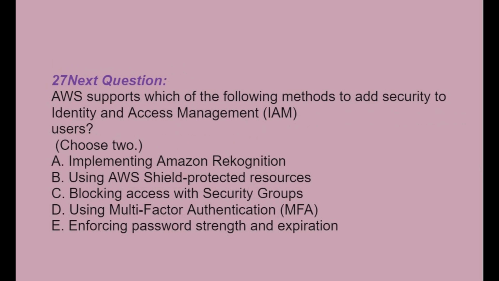Question is: AWS supports which of the following methods to add security to identity and access management IAM users? Choose two options. Option A, implementing Amazon Rekognition. Option B, using AWS Shield protected resources. Option C, blocking access with security groups. Option D, using multi-factor authentication MFA. Option E, enforcing password strength and expiration. Correct answer is option D and option E.